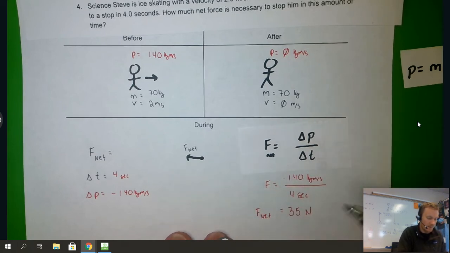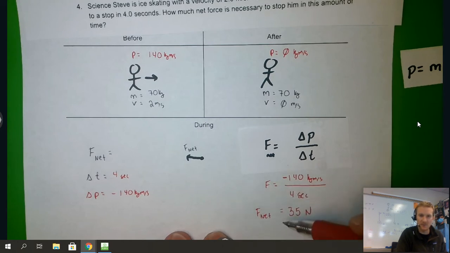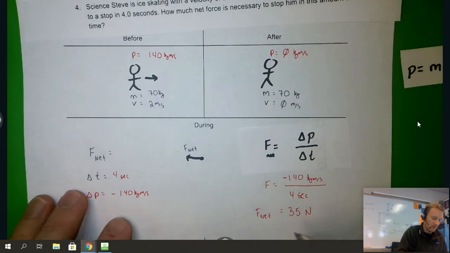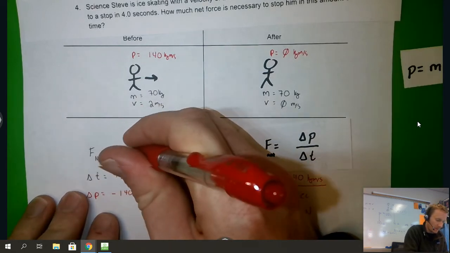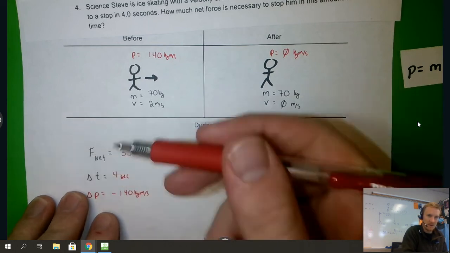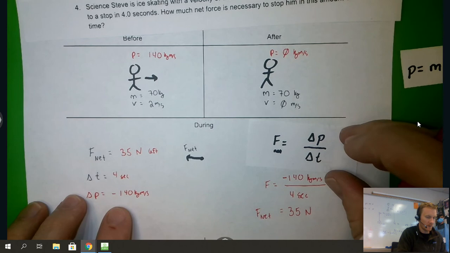Okay, and I've only included this negative direction here to show that there was a negative change in momentum. But if I just want to figure out what was the net force, I can either specify it with a positive or negative, or I can just specify it with a direction. Okay, so we know that we have a net force of 35 newtons, okay, and that's going to be in the left direction. Okay, and there you go.